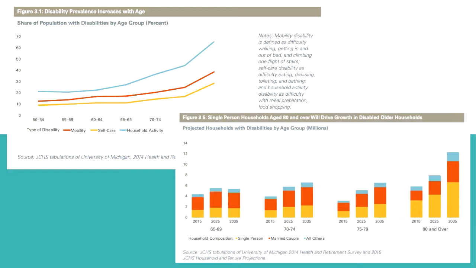On the left, we have the different types of disabilities: mobility, self-care, and household activity, with household activities being the most common ones. And that includes preparing meals, shopping, just general housework, or taking medication. And that is also increasing for patients 70 and 75 and up.